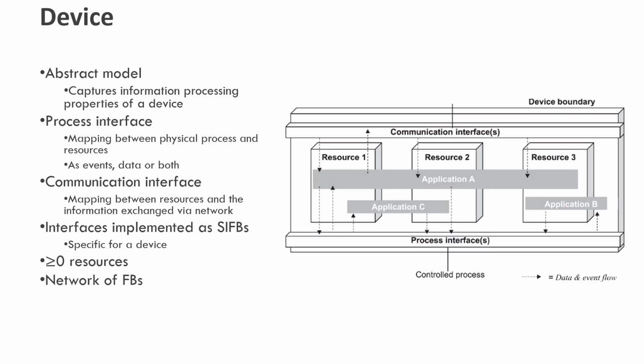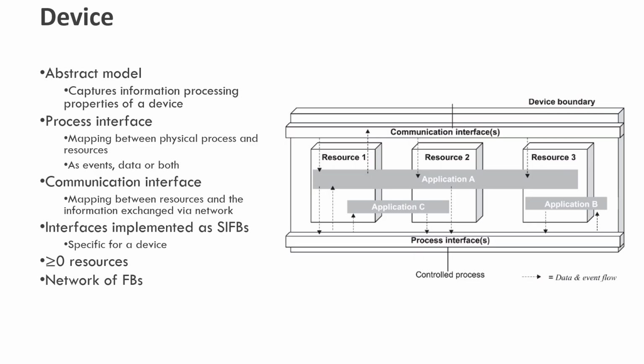So device as an abstract model is composed of several parts. First of all, it is an interface. The device has interface to the process, that is a controlled process, and also it has interface to other such devices. That's called communication interface. So the interfaces are implemented as libraries of service interface function blocks.